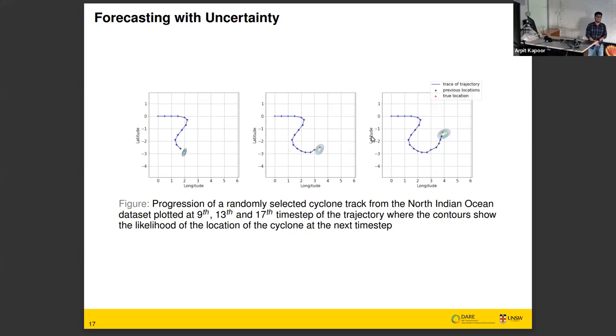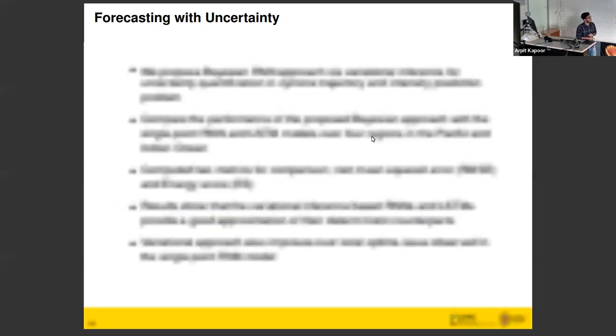Sorry, just want to confirm. Which method are you using here? Yeah, this is using the Bayesian LSTM. What we have done is basically drawn say 100 samples from the variational distribution, and using those 100 samples we've computed this predictive distribution. So it's an estimation of the true predictive distribution of the model.